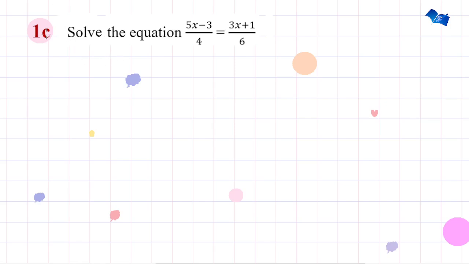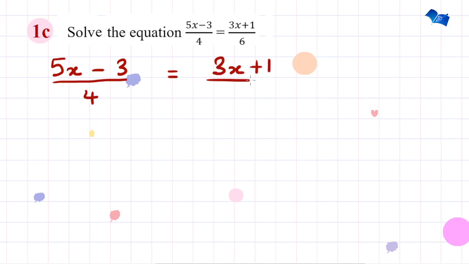This here is an equation with fractions. And you know how you deal with equations with fractions, right? You clear the fractions. How do you clear the fractions? By multiplying through by the LCM of the denominators. What is the LCM of 4 and 6? LCM of 4 and 6 is 12. So we multiply through by 12.